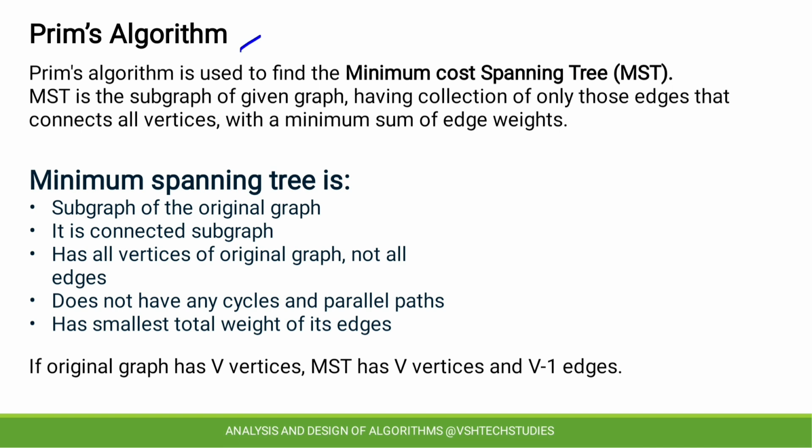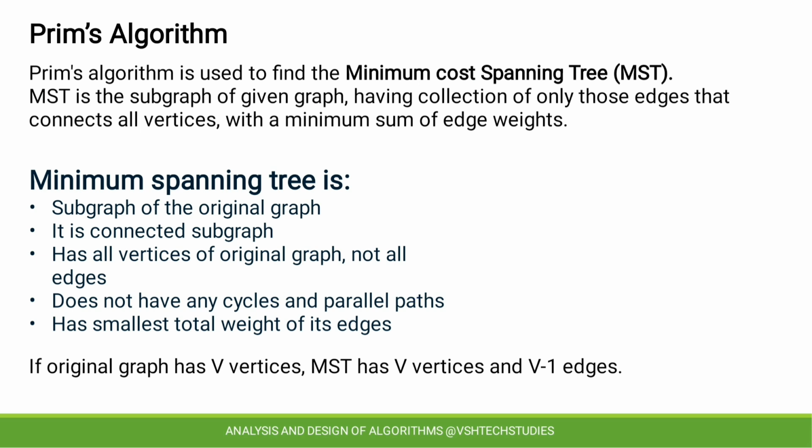Prim's algorithm is used to find the minimum cost spanning tree. A minimum cost spanning tree is a subgraph of the given original graph which has a collection of only those edges that connect all the vertices with minimum sum of edge weights. It is a connected subgraph. It has all vertices but not all edges of the original graph. It doesn't have any cycles and parallel paths. It has the smallest total weight of its edges. Hence it is called the minimum cost spanning tree.